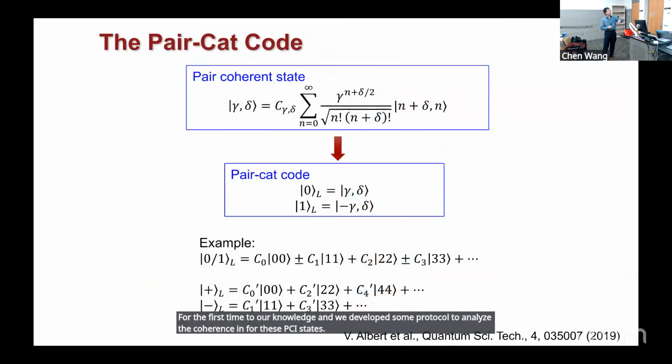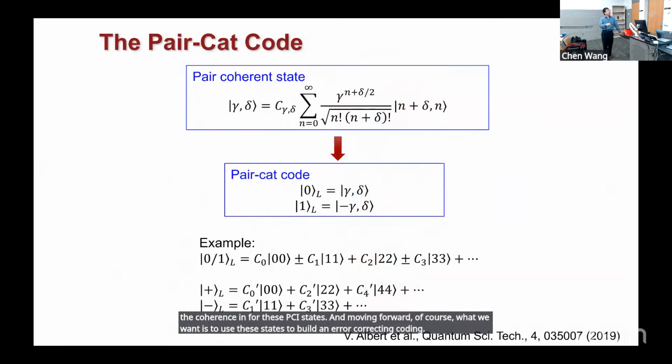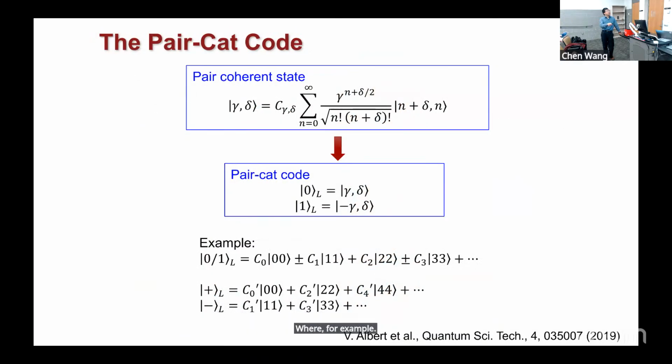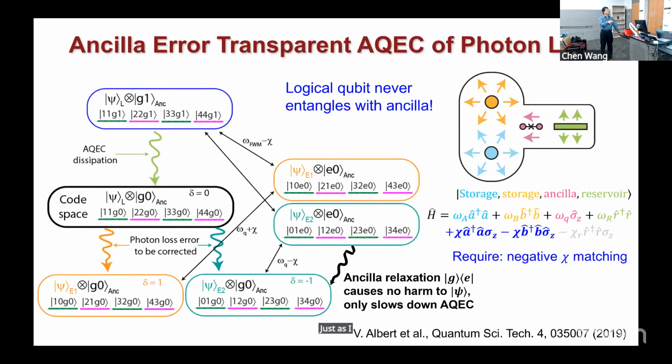And moving forward, of course, what we want is to use these states to build an error correcting encoding, where for example we're going to use this pair cat code. The code state is a superposition of plus gamma and minus gamma states in the PCS representation. So you can think about this as your plus state being a 0, 0, 2, 2, 4, 4 superposition, and the minus state being a 1, 1, 3, 3 superposition, just as I showed here. This will be your code space.